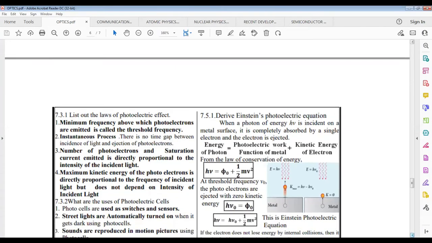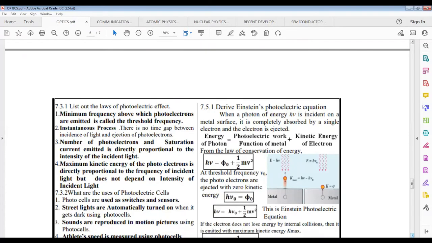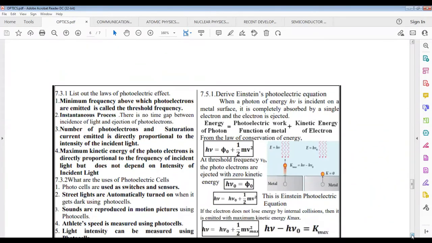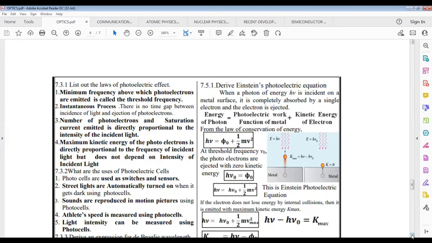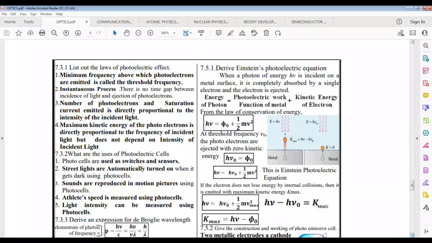What are the uses of photoelectric cells? All automatic devices, automatic alarms, street lights, sound reproduced in motion pictures, and athlete speeds are measured using photocells. Light intensity can be measured using photocells. Street lights are automatically turned on when it gets dark using photocells. These are some of the uses of photocells.